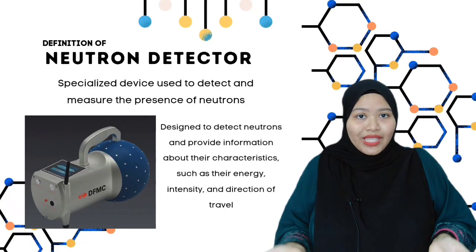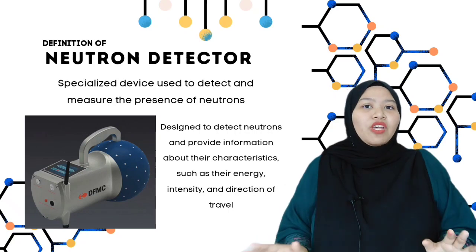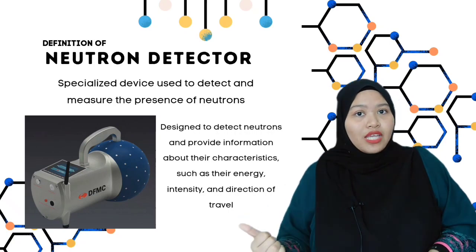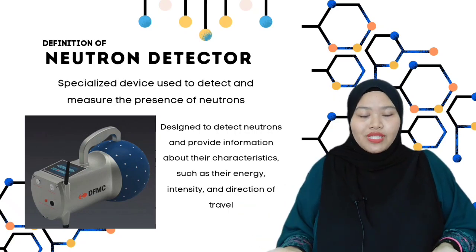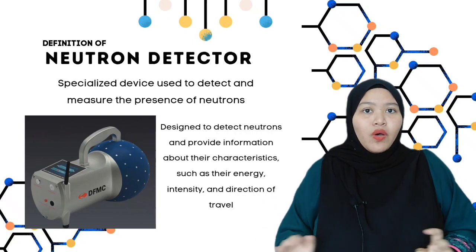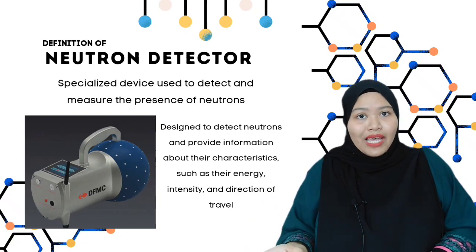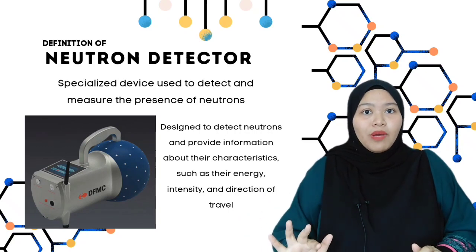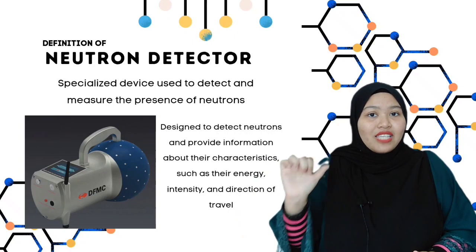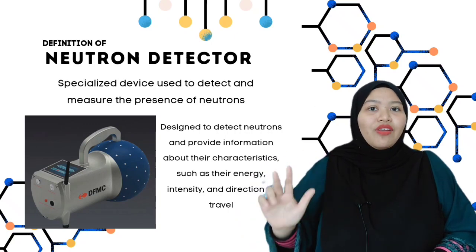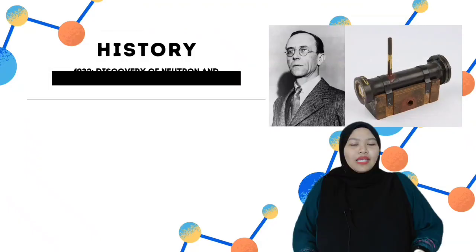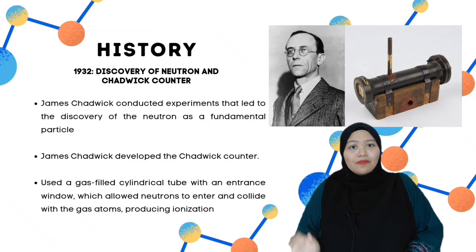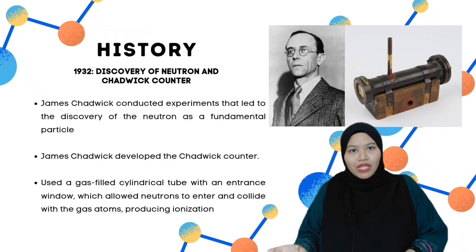What is a neutron detector? It is a specialized device used to detect and measure the presence of neutrons, subatomic particles that have no electrical charge. Neutron detectors are designed to detect neutrons and provide information about their characteristics, such as energy, intensity, and direction of travel. In 1932, James Chadwick discovered the neutron as a neutral subatomic particle.